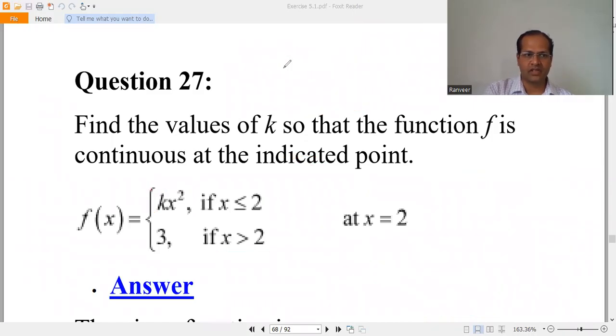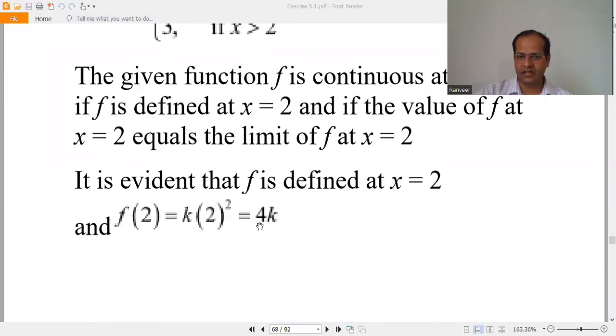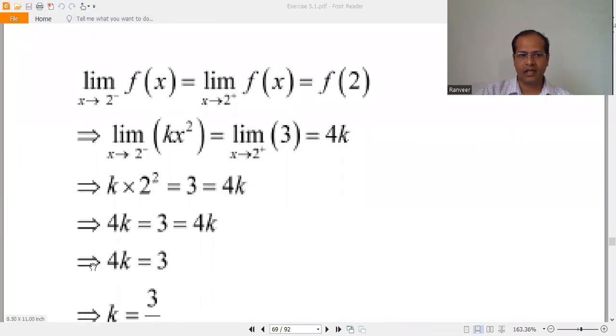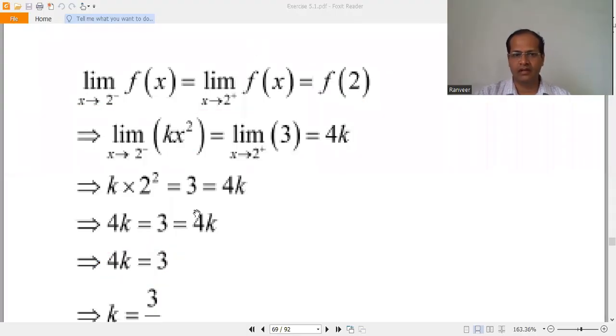So this type of question is the easiest question. We just have to find the value, and we already got the values at 2 minus, 2 plus and f of 2. Because this is continuous, we just substitute the value and we get 4k equal to 3, and k equal to 3 by 4.